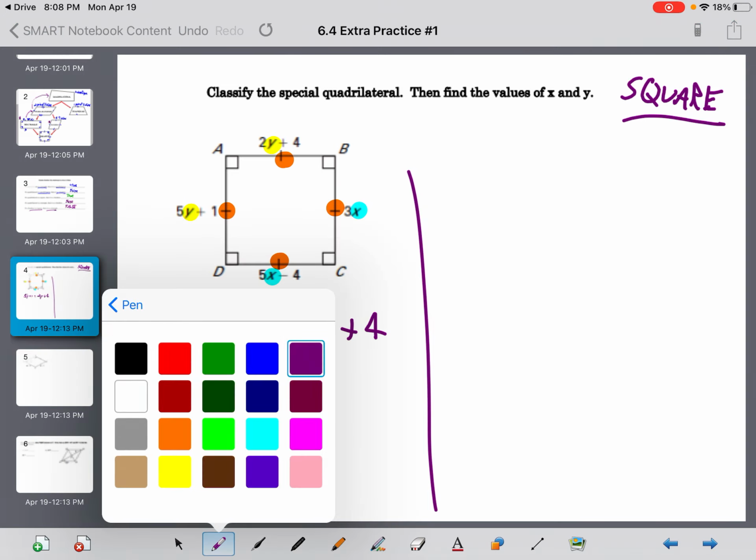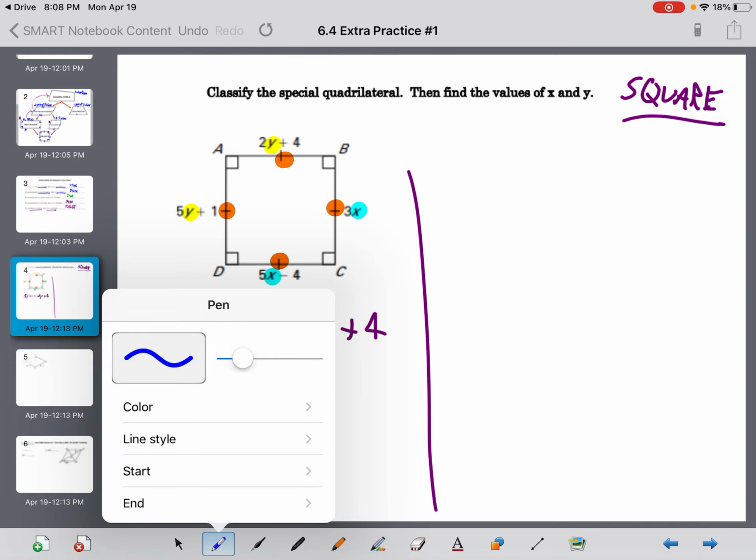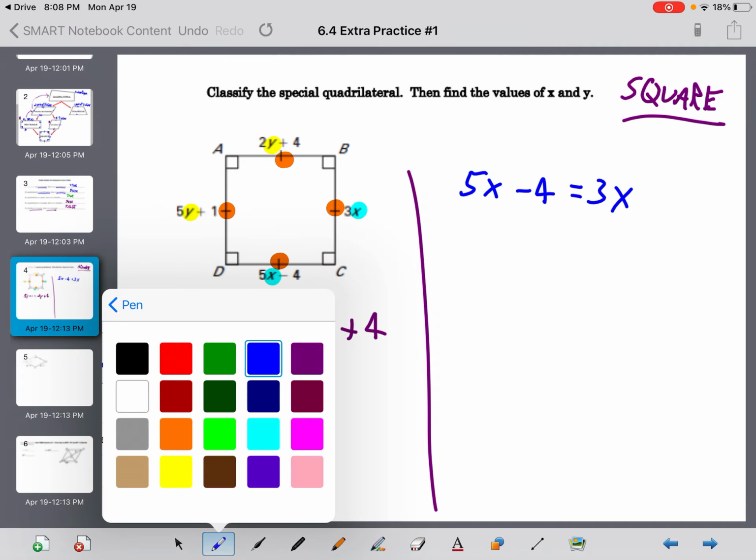But what I'm also going to do is I'm also going to set, and let me change this to blue, the x equations equal to each other. So 5x minus 4 equals 3x. And we're going to solve for x and for y.